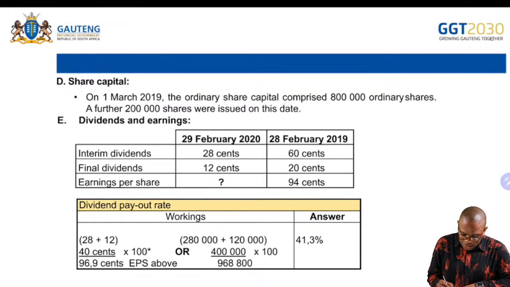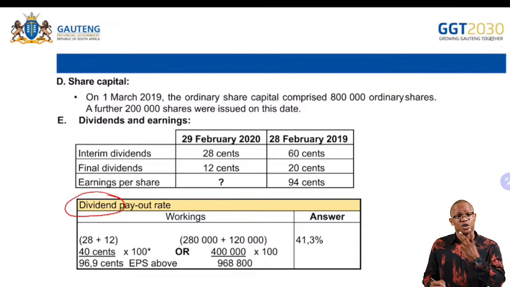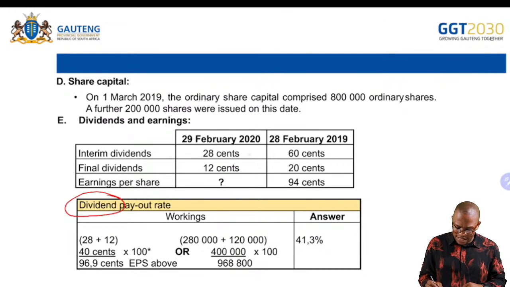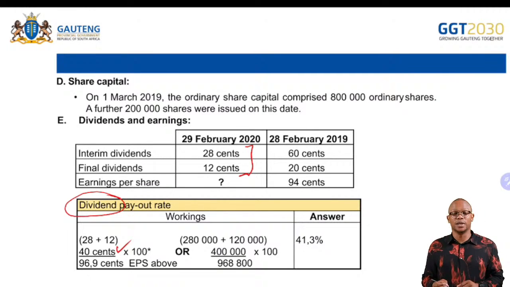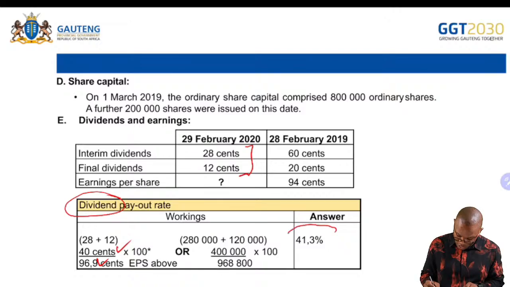When they talk about dividends, what are dividends? It means we have two dividends, the interim as well as the final. So you add the two. As the information was given to you, we have 28 cents, which is your interim. We have final, which is 12. So when you add the two, they will give you 40 cents. Remember, we just calculated on the previous question what? Earnings per share. You divide by your earnings per share, which was 96.9 cents. Then you multiply by 100. Definitely your answer will be 41.3. Or when you use the rand value, let us check.